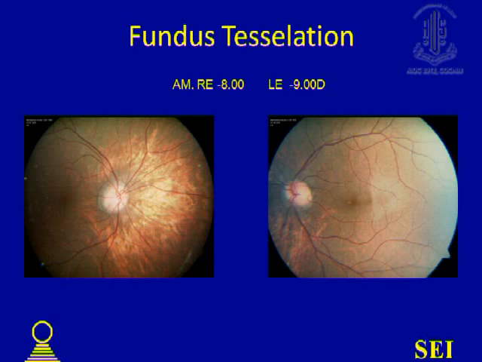Fundus tessellation is another association of high myopia. This is a -8 and -9. You can see the degree of fundus tessellation. And the greater the degree of fundus tessellation, or the greater the degree of parapapillary atrophy, the greater the degree of optic disc pallor. And you can make out the difference between the right eye and the left eye, where the degree of tessellation is a little less, but the disc is a little more pink actually.